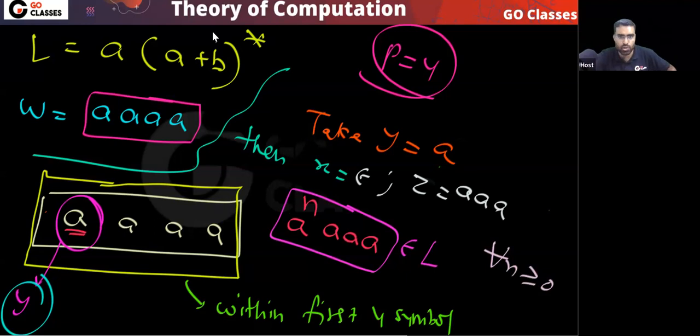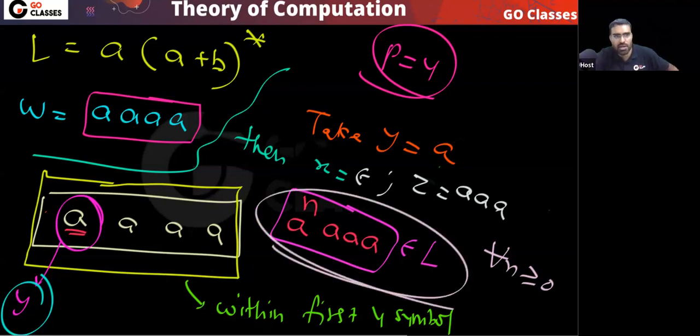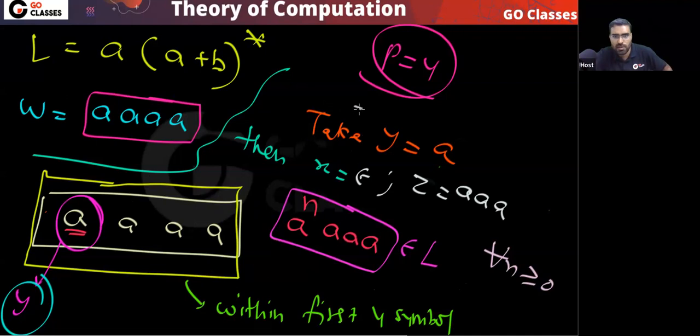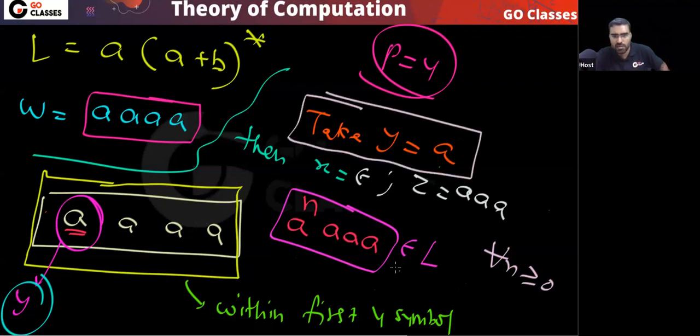If I take n equal to 0, what string will be the resulting string? That will be triple a, and this belongs to L. If I take n equal to 10, I will get a power 13. That also belongs to L. So can I say this works? Can I say take y equal to a? Yes, it works.